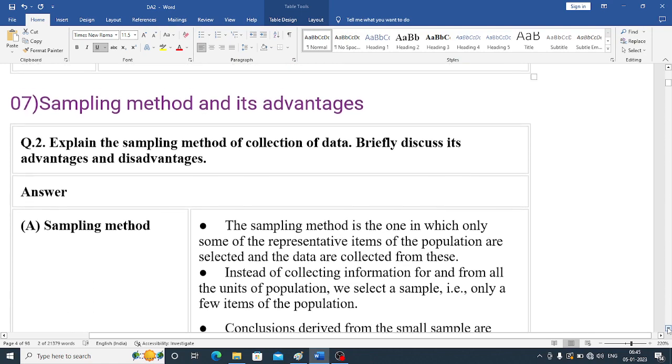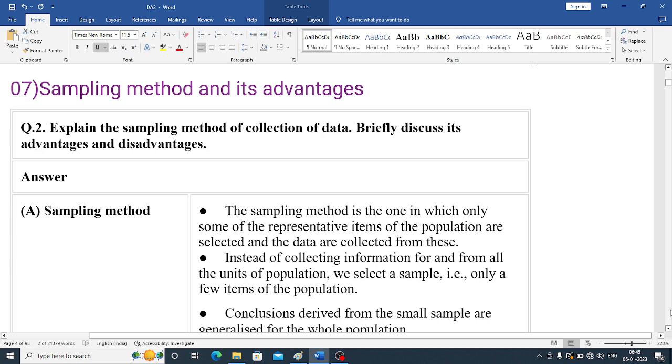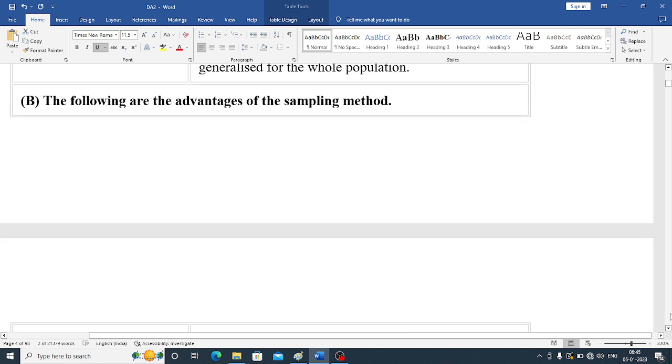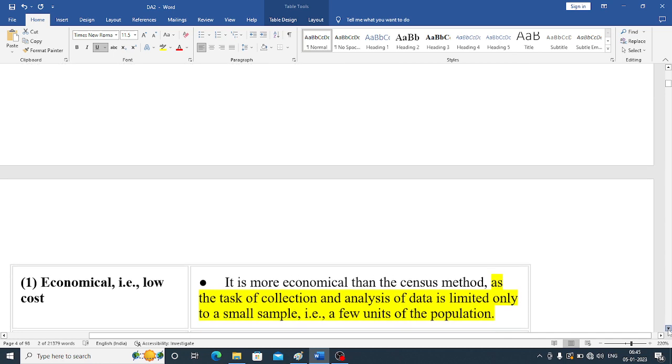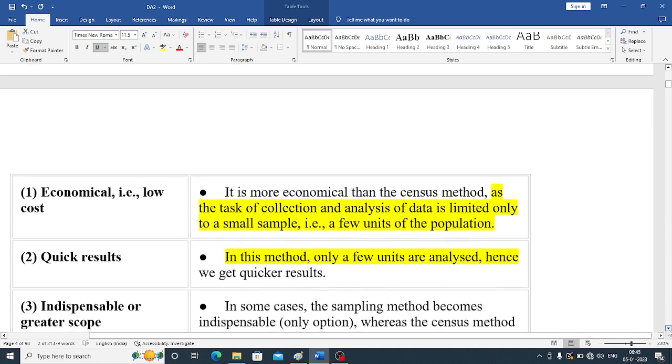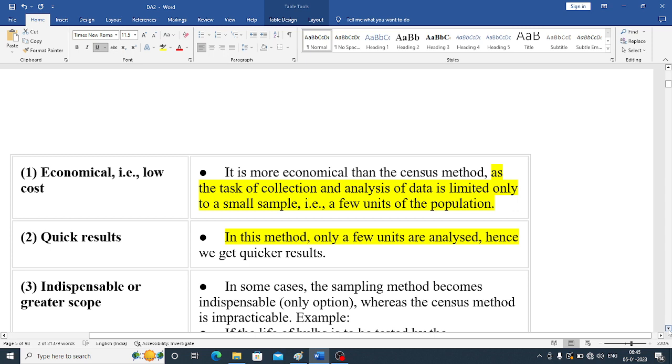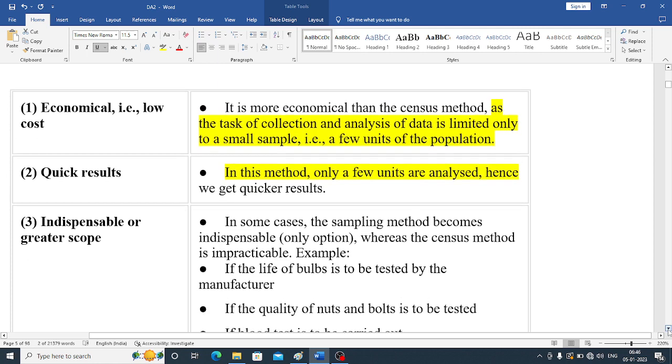So sampling method, its advantages and disadvantages. So advantage is that it is economical and you get quick results because you are collecting data from only less number of people. And in some cases it is indispensable, means that is the only option. For example, say you have to test life of bulbs. Then you have to use only sampling. Otherwise you will be wasting each and every bulb.